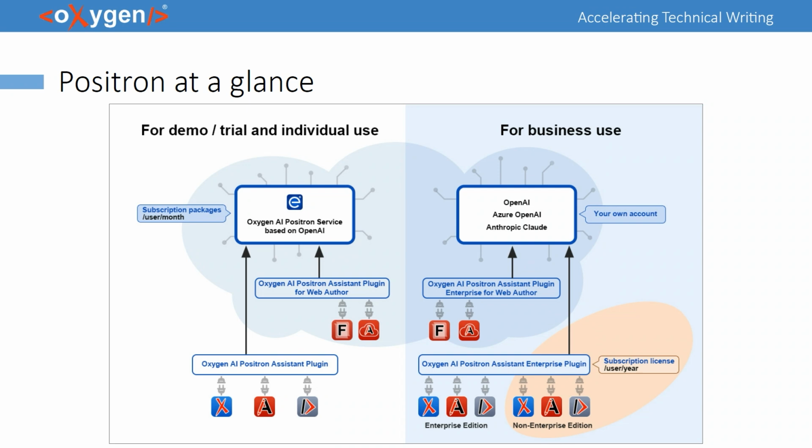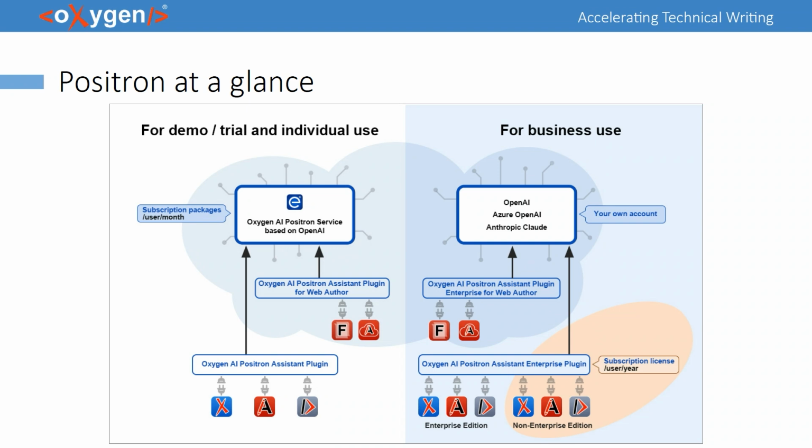Okay, so we have two distributions of Positron. One is more suitable for individual use, the one on the left, and the one on the right is more suitable for business use. The one for individual use uses our service, which is based on OpenAI. So you cannot choose there. You use our service based on OpenAI, and you have to buy a monthly subscription. You have 3 packages from which you can choose. And you can only use it in production with our standalone products. We also have it for our web products, web authoring, content fusion, but only for demo purposes.